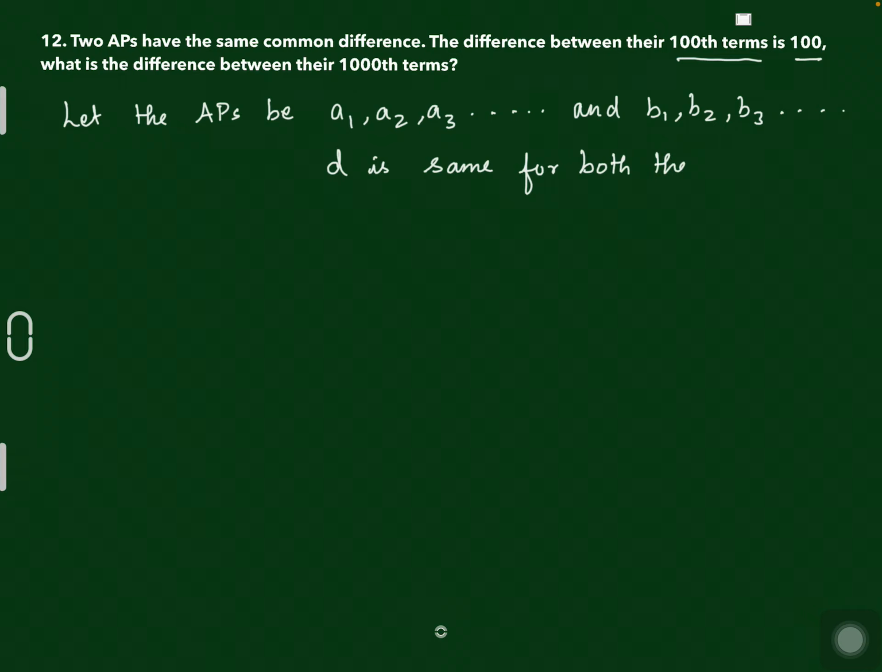Why did I write like this? Because two APs have the same common difference, so D is the same for both the APs. The difference between the 100th terms is 100. So, the first term is A1, the second term is A2, the third term is A3. What will be its 100th term?